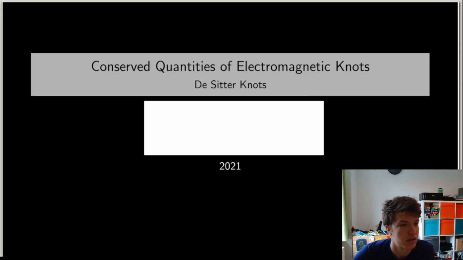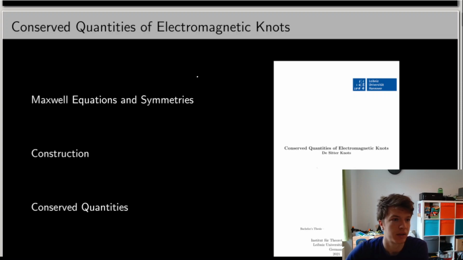My bachelor's thesis was about conserved quantities of electromagnetic knots, and in particular a special kind of electromagnetic knots, which we called de Sitter knots.